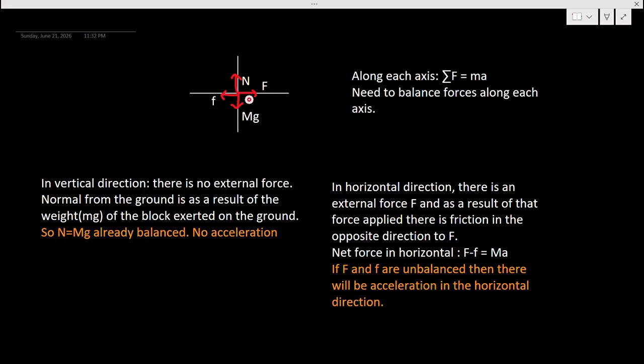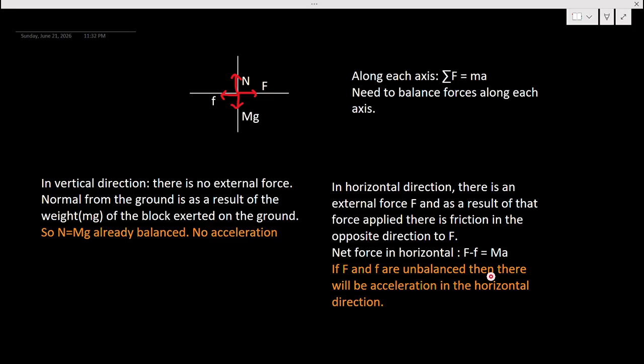Now let's say in the horizontal direction, we'll have to balance capital F and small f. So the net force will be capital F minus small f, which will be m into a. If the block is not moving, then capital F equal to small f has to be balanced. But if it's not balanced, then we'll have some acceleration. Let's say capital F minus small f is 5. So acceleration will be 5 upon m. Okay. So that's how we solve most of the problems.